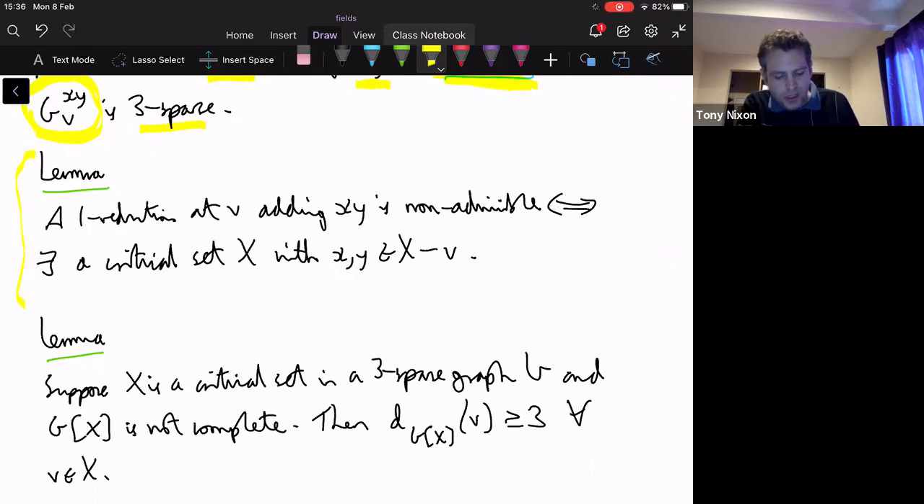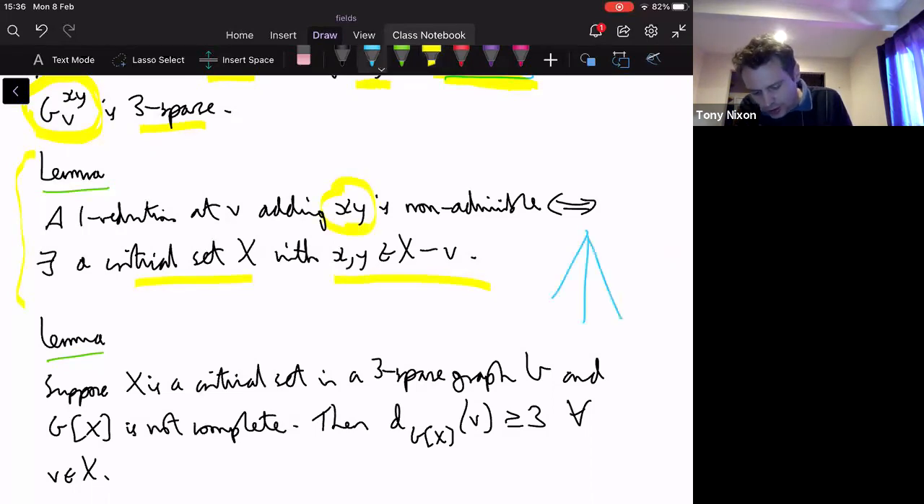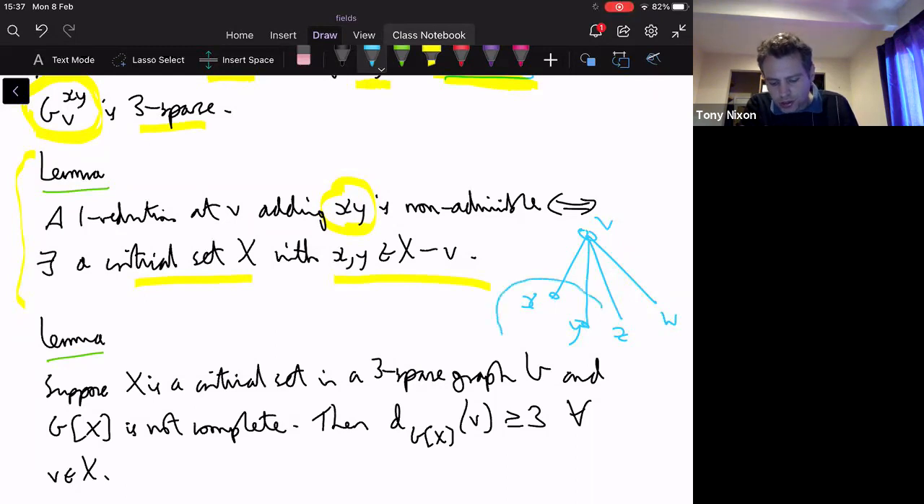So a 1 reduction at V, adding an edge xy, is non-admissible if and only if there is a critical set where the end vertices of the edge we want to add are already present in X minus V. So what we're doing, we're saying, here's our vertex V, here's x, y, and say the other neighbors are Z, W. If the edge was already there, i.e. this was the complete graph, one of the complete graph cases, then clearly we can't reduce V and add xy because we'll have parallel edges. So let's suppose this edge is not there. Then we need to break the sparsity condition. So there must be a critical set.